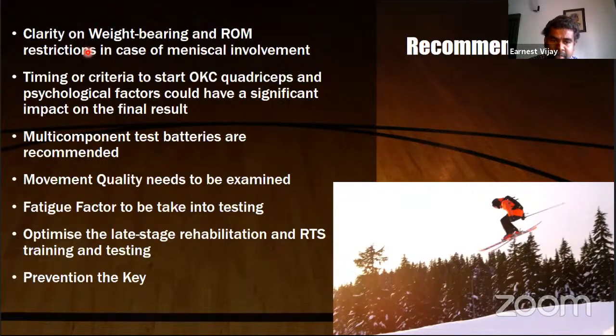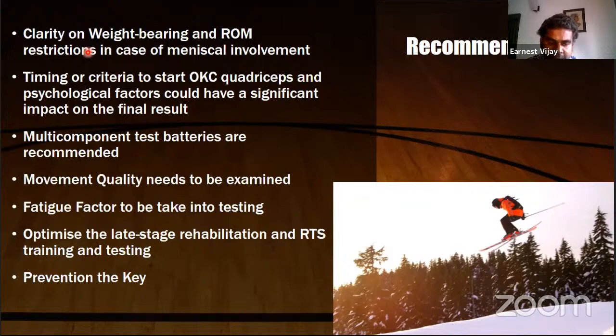Timing or criteria to start open kinetic chain quadriceps exercise is also important, when we can start. Still, there is a lacuna in it. So hopefully, with further research, we'll get to know how we can start. As of now, we do a 90 to 60 range without causing much translation to the graft in the repair phase of the rehab.